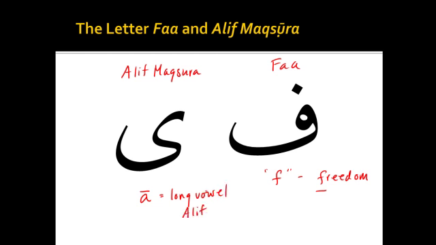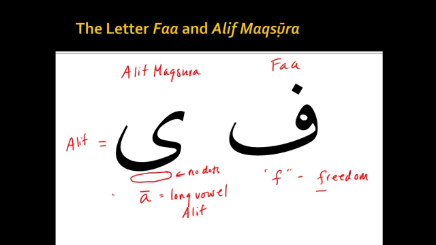Now you might wonder, why then does it look like a ya? And it does look like a ya. But if you'll notice here, there are no dots. And so the Alif Maqsura is a ya without the dots. And this ya without the dots is essentially an alif. And so it is pronounced like an alif, even though it looks like a ya.